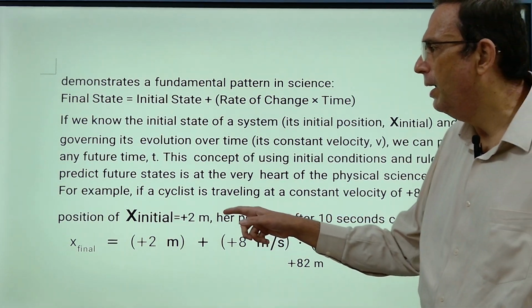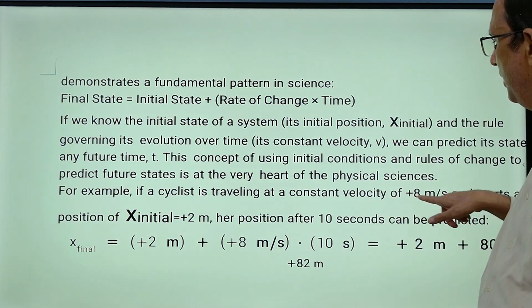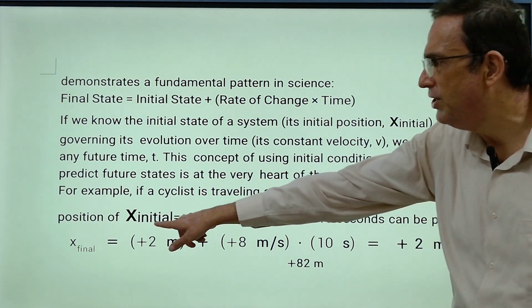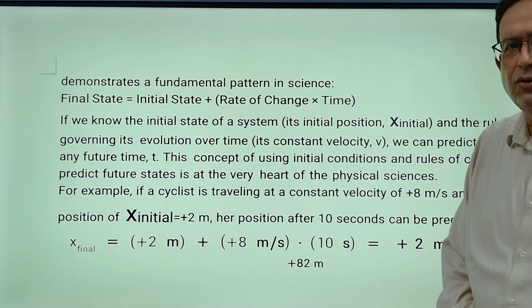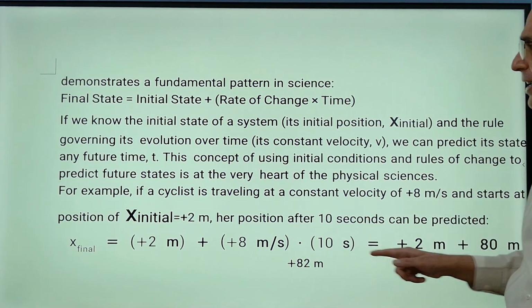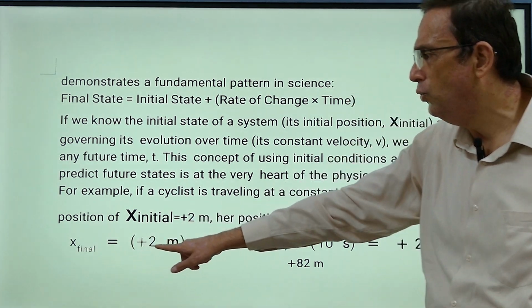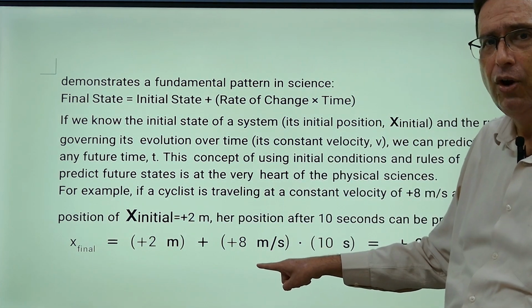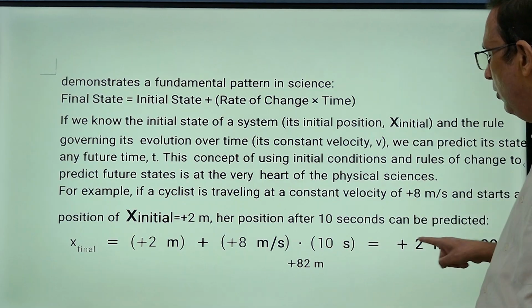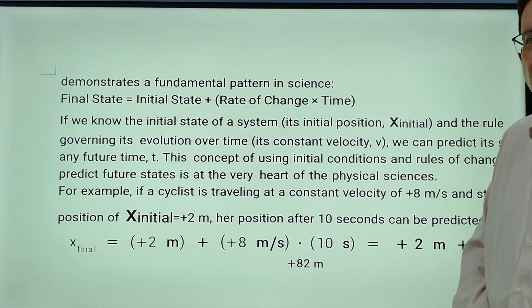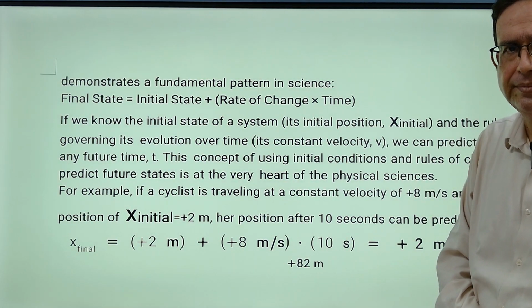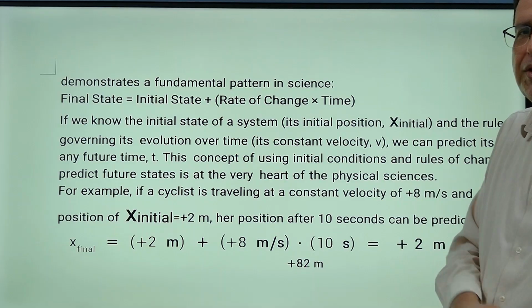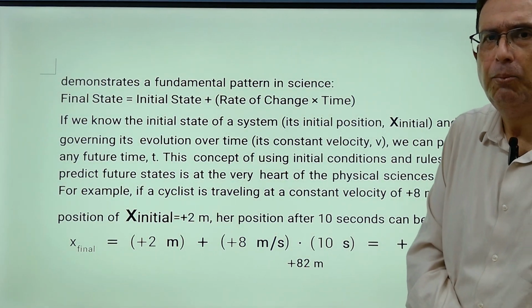For example, let us say a cyclist is traveling at a constant velocity of 8 meters per second and starts at position x initial of 2 meters. So her velocity is 8 meters per second, and she is at an initial position of 2 meters. Her position after 10 seconds can be predicted by this equation. That is, x final is 2 meters plus 8 meters per second, that is the velocity, times the time. So that is equal to 2 plus 80, which is equal to 82 meters. So we have found the final position of the cyclist after 10 seconds. So this is the first equation of motion in 1D motion.